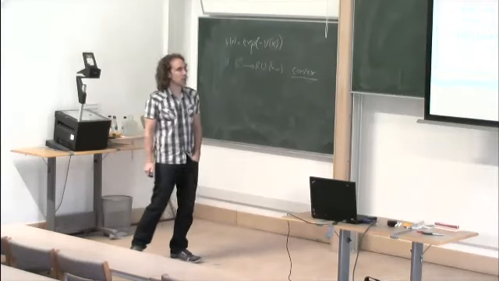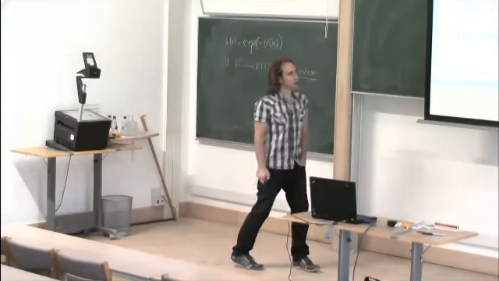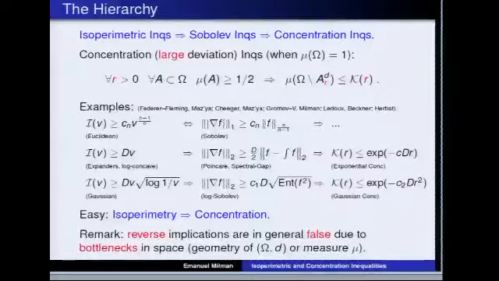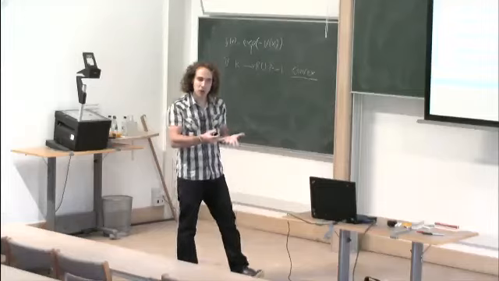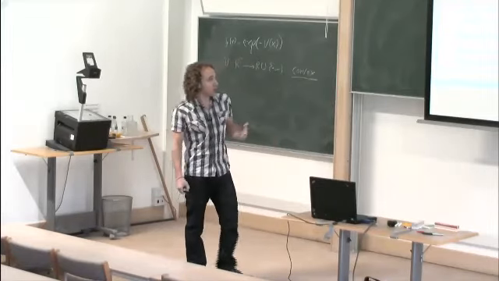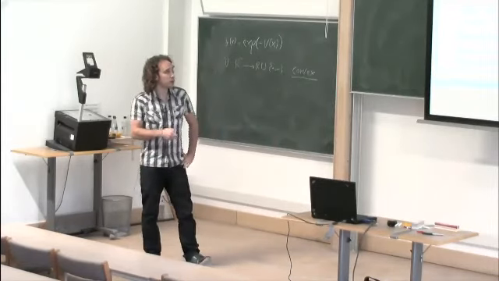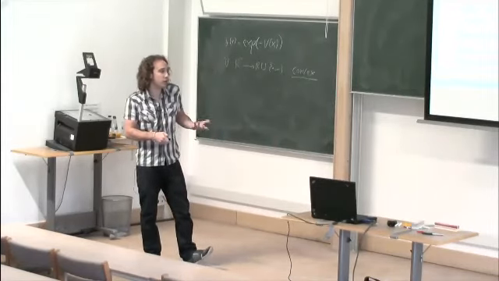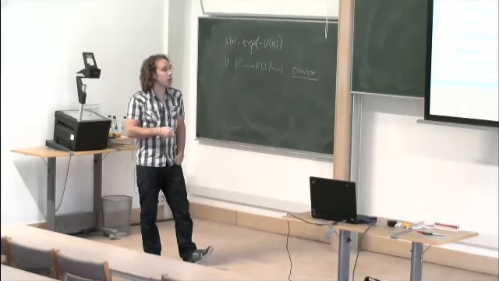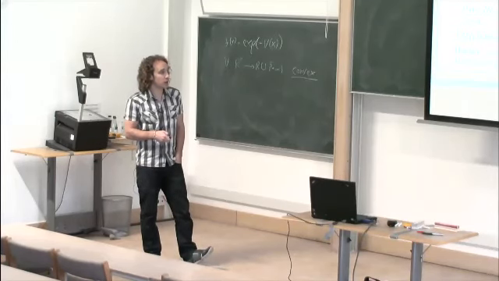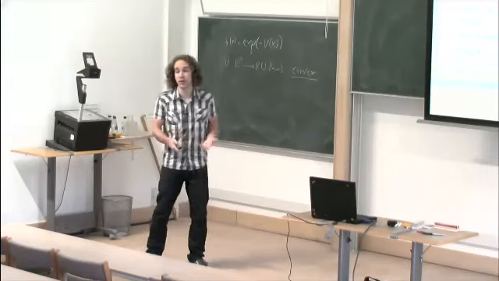Now, the starting point of our work is that all of the reverse implications that we see here are in general known to be false. So these are really three different types of inequalities, different ways to measure the interplay between the measure mu and the metric d. And if you look at the counterexamples to these reverse implications, the typical counterexample will always have some bottlenecks in the space, either in the geometry of our metric space or bottlenecks in the measure itself.